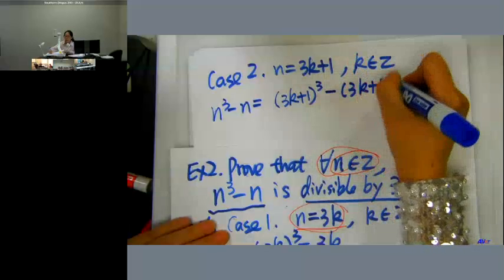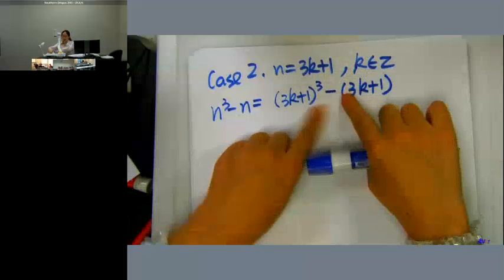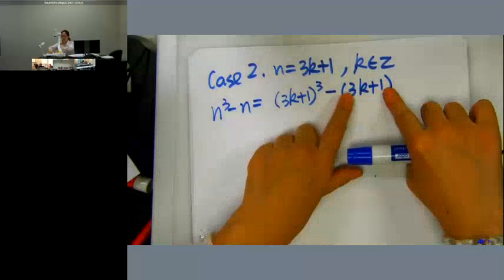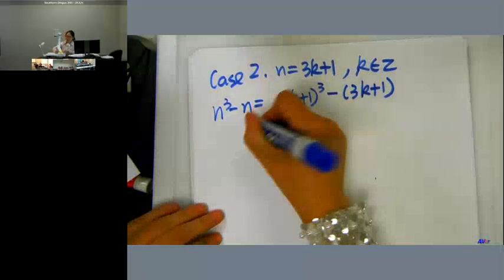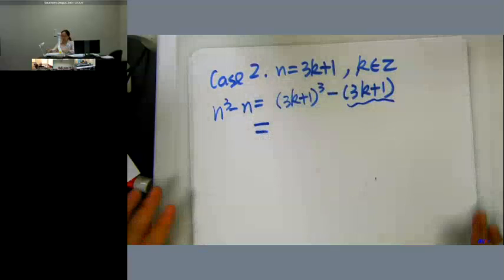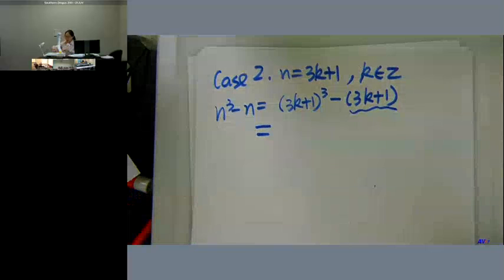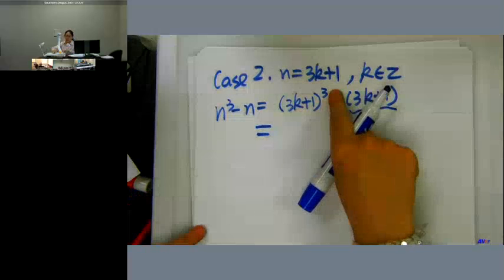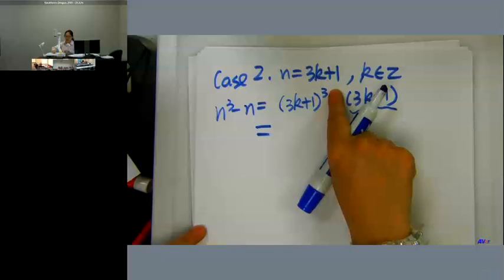When you plug it in for n, make sure you have parentheses for 3k plus 1. Otherwise, you're going to have a mistake right there. Replace n with this entire expression. 3k plus 1 is our n. So we have 3k plus 1 cubed. Okay, that takes a little bit of time to work out.